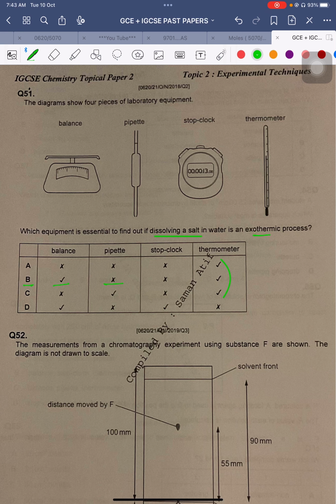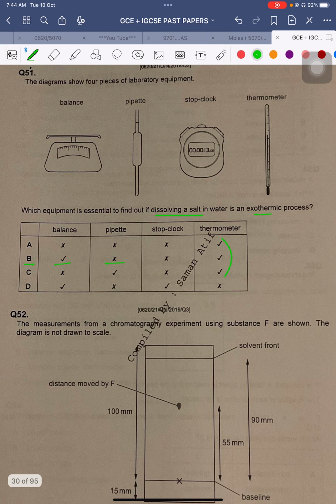Okay. So we can say that this is the balance and this much amount is added, and this is the temperature change after adding this much amount of the solid. Okay, so the right option is B, as the reaction is exothermic. It is just giving you an indication that temperature change is happening, that heat energy is released in this case, whereas the balance is required so that we may look into the fact that this much amount of the salt is added into it. Okay, so B is the right option for question number 51.